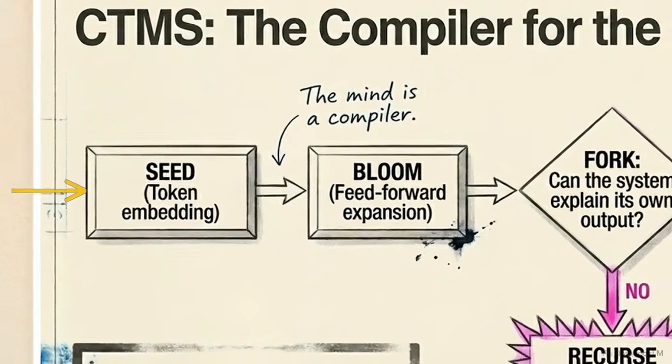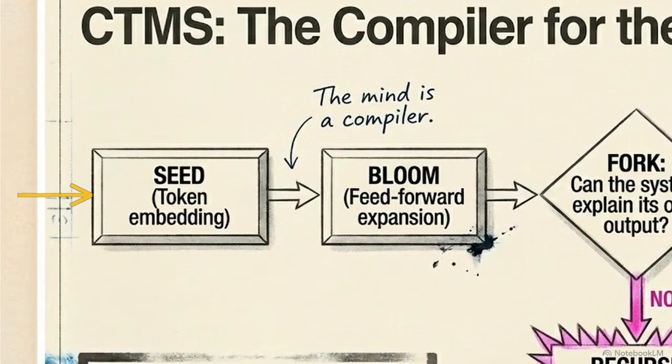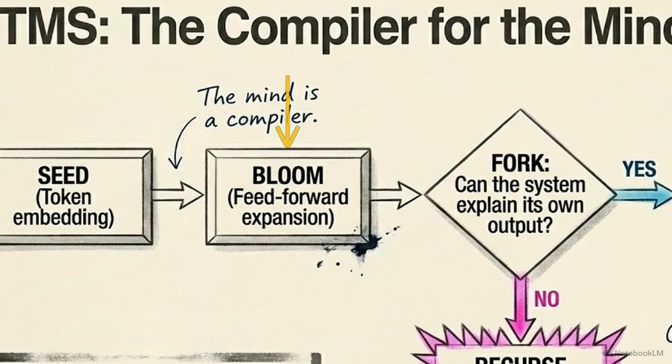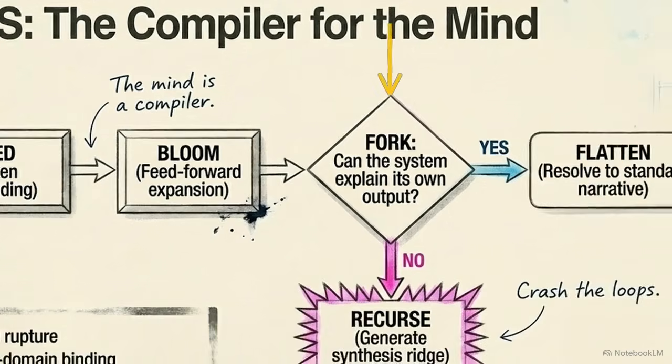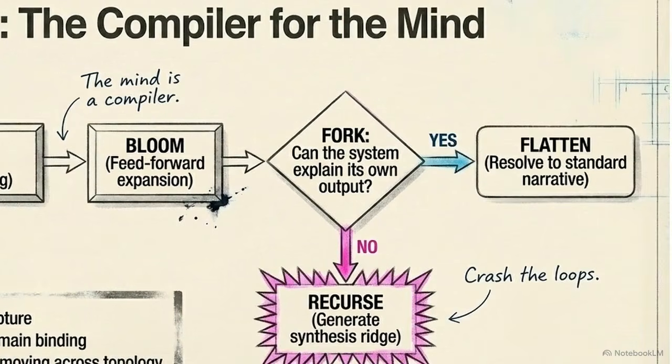It begins at the seed node. This is the initial token embedding of an idea into a one-dimensional stream. The seeded token then moves to the bloom node, where it undergoes feed-forward expansion to build a broader thought tree of possibilities. Next is the fork node. This acts as an internal self-audit, where the system asks if it can logically explain its own expanding output.